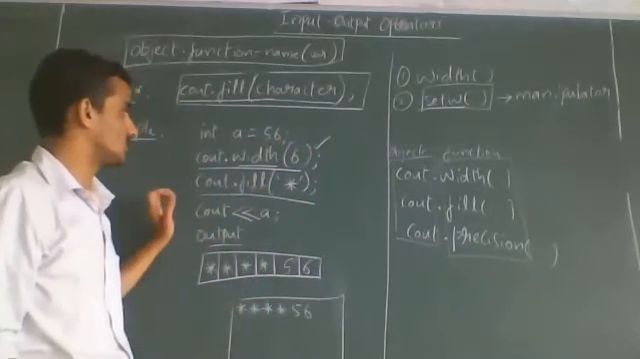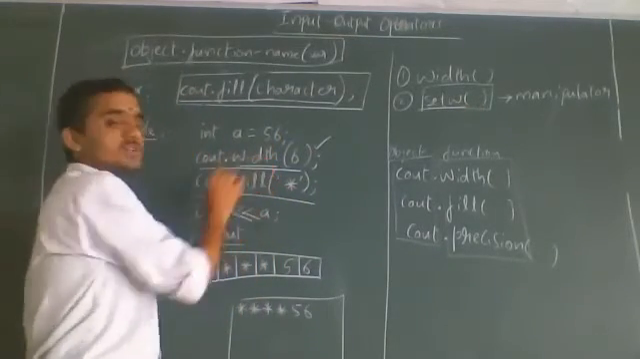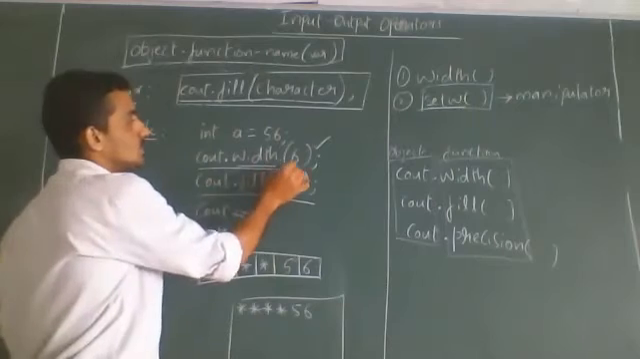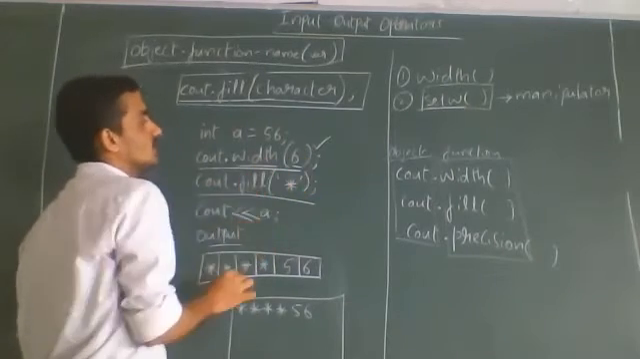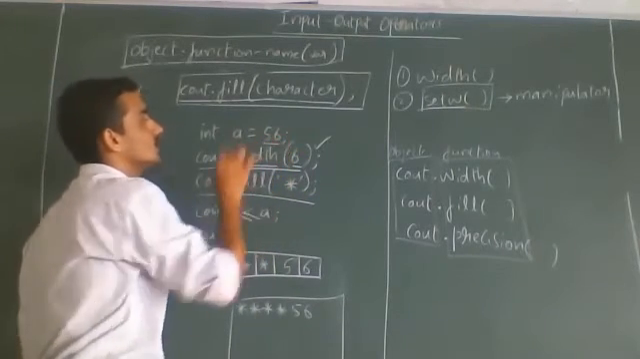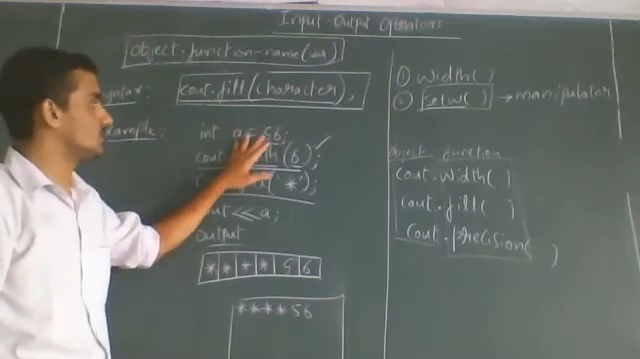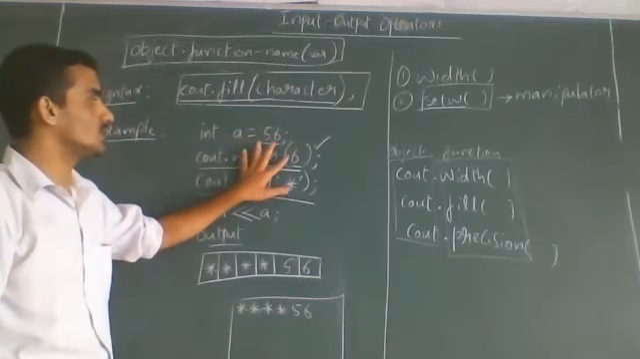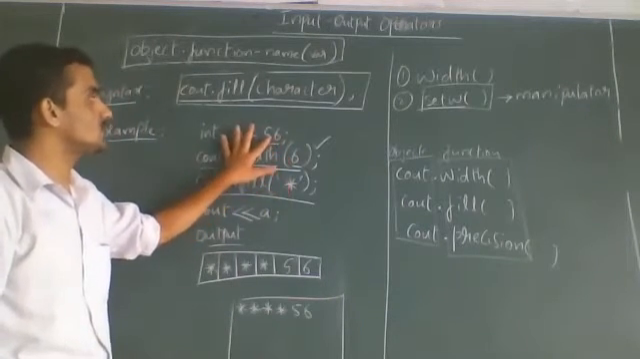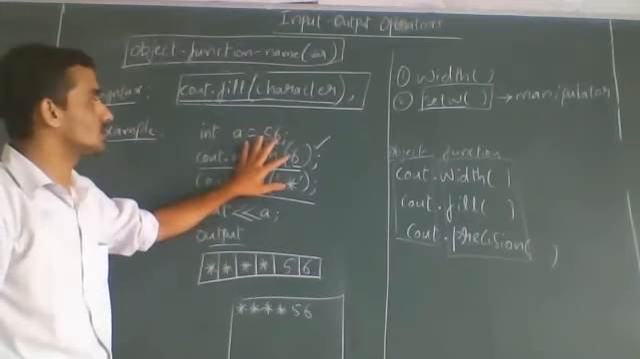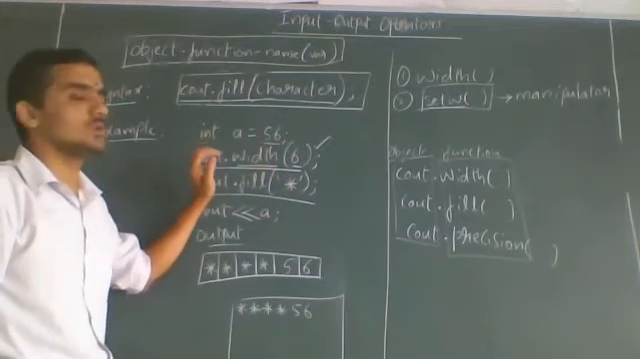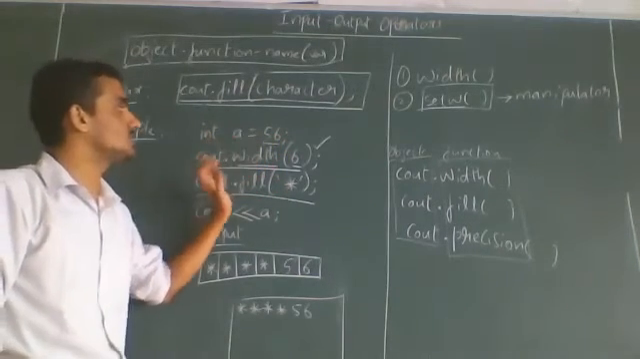Now we'll see how it works. Yesterday we discussed setw. Total width is 6 and the number of digits in the variable's value is 2, that is 56, a 2-digit number. So total width minus number of digits: 6 minus 2 is 4.